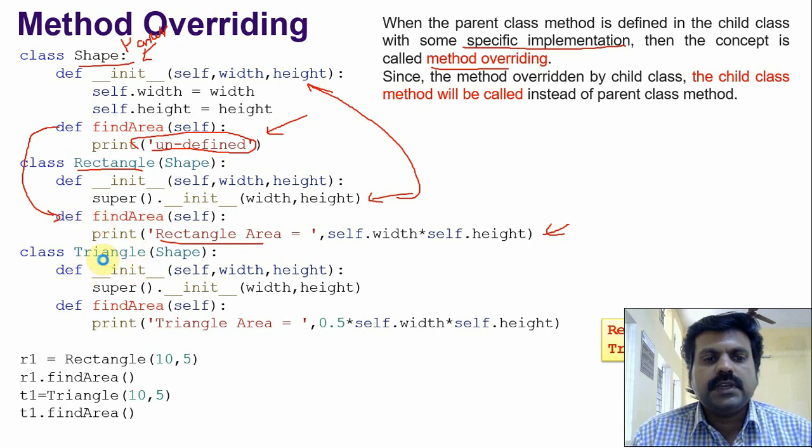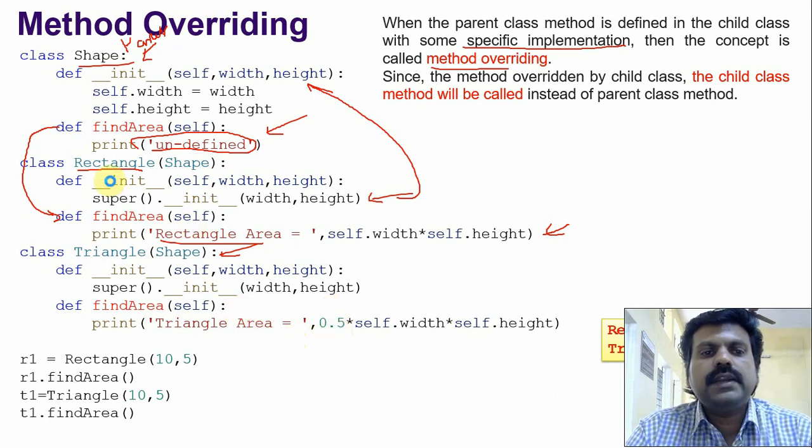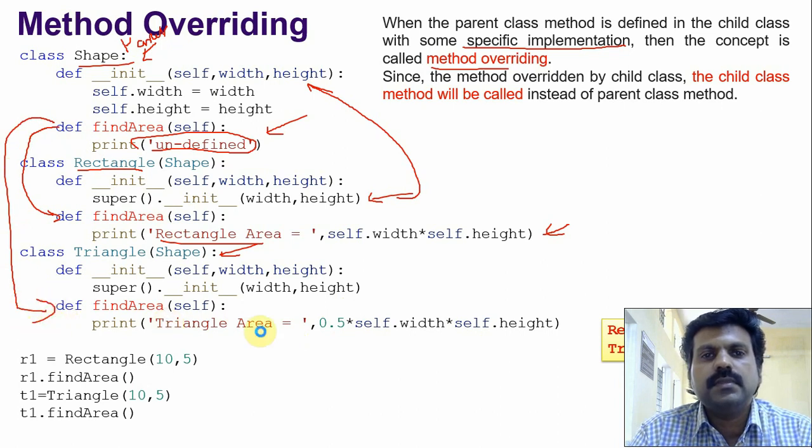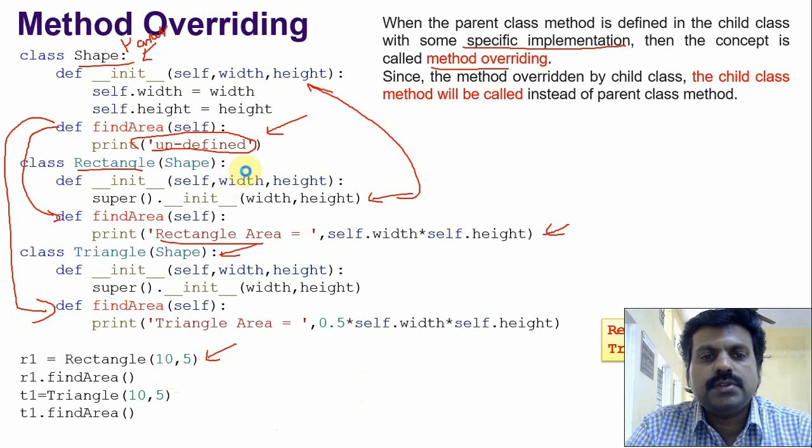I do the same thing for Triangle also. In triangle we know the formula to find the area, right? So we need to override the find area function, and in Triangle also I am overriding this find area function. Now when I call this function, for example, look at this. I am creating an object for Rectangle with two data, 10 comma 5. 10 is the width and 5 is the height.